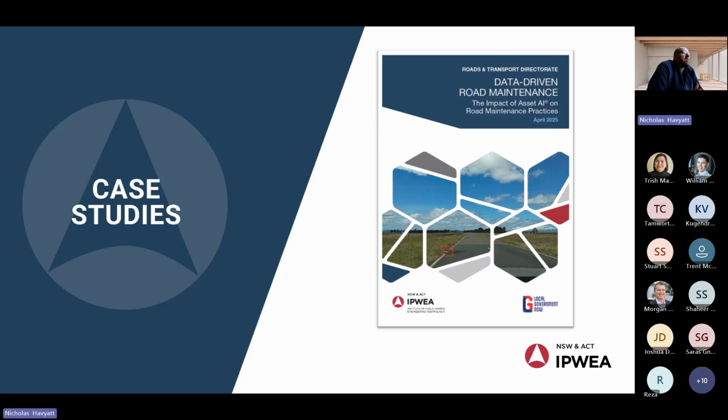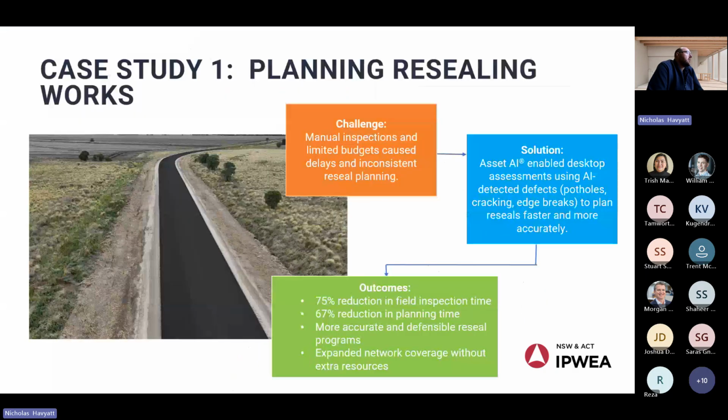So this document is the data-driven road maintenance, which is looking at how we've used Asset AI, a bit more detail about Asset AI and how councils have used it for use cases. Again, I think Will might chuck a link to this in the chat as well if we can. That's our new publication. So I'll dive into the case studies, and we'll keep these at a fairly high level, but any questions along the way, happy to discuss these as we go.